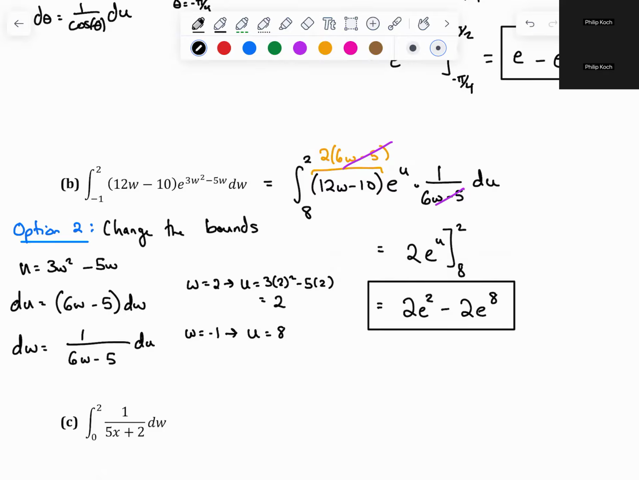Yes, it's negative, but this is a definite integral with no context to it. So it can be negative. If we're talking about area, then it's a different question. So any questions on this one?